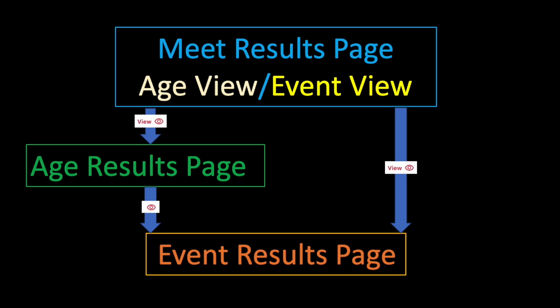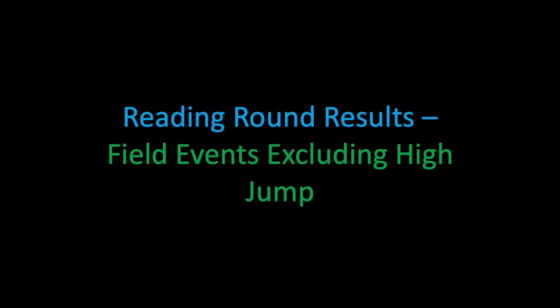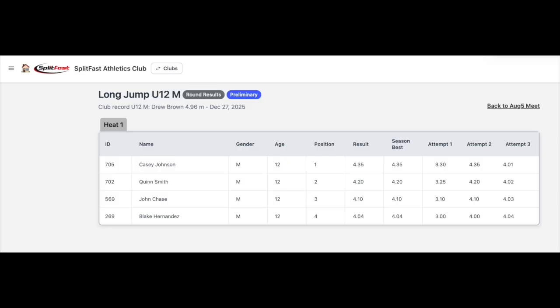Let's look at each of them, starting with the field events, excluding high jump. The round results screen shows how competitors placed within a single round of a field event: long jump, triple jump, shot put, javelin, or discus. Each row is one athlete. Each column reports a piece of their performance for that round. Here's an example which shows a long jump competition which included males aged under 12.